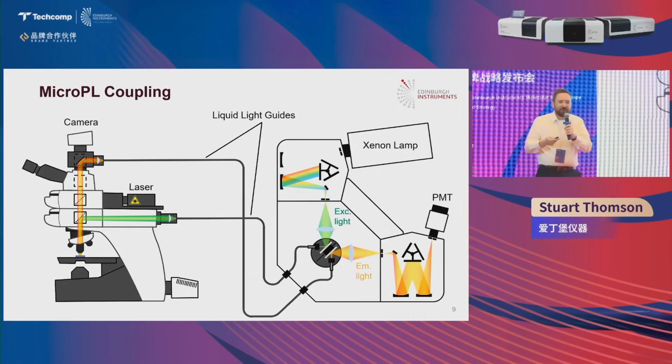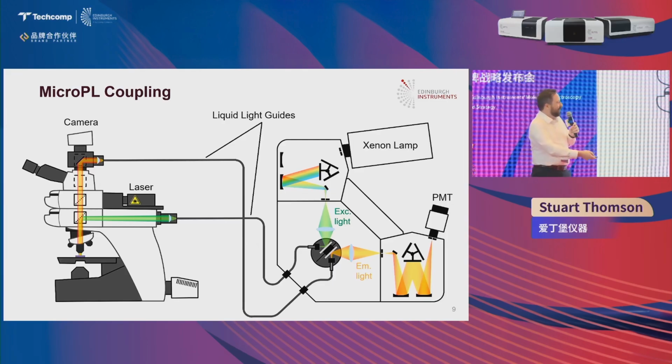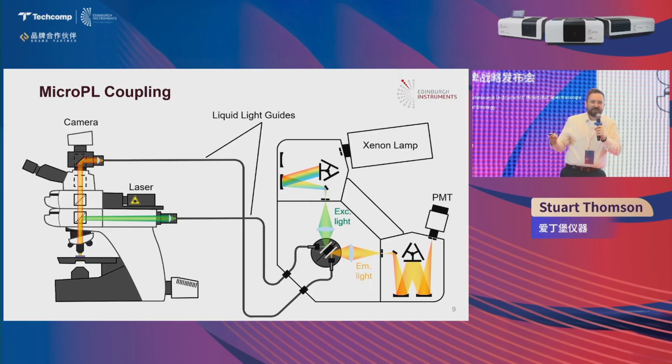An example of how this would couple to an FLS 1000 is shown here. So instead of the sample module, we have a liquid light guide coupling. This takes our excitation light into the microscope, we excite our sample, and then we collect our emission light and send it back to the spectrometer to detect on the PMT.